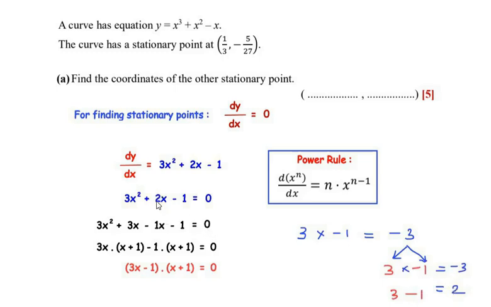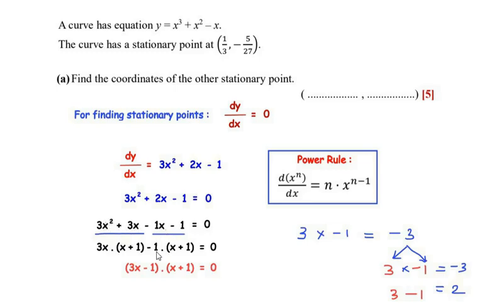So the equation now becomes 3x squared plus, now splitting 2x in terms of its factors, plus 3x minus 1x minus 1 equal to 0. Now let us group the terms. We are going to group the first 2 terms and the last 2 terms. In the first group, we can see that 3x is a common factor, so we have taken it out, and inside the bracket remains x plus 1.